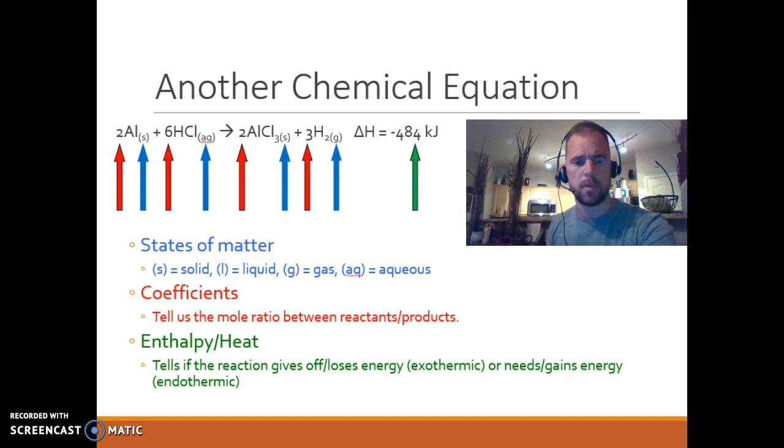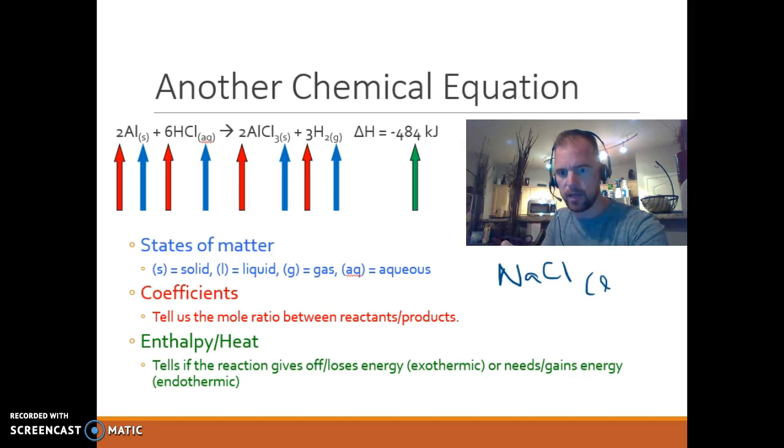I want to take a quick moment and differentiate between liquid and aqueous. Liquid means that it's the exact substance, but just in the liquid form, whereas aqueous is the substance dissolved in water. So let me give you an example. If I wrote down NaCl, and then I put liquid after that, that's an italicized L. That just means I have sodium chloride or table salt literally melted. That's it. So it's still pure sodium chloride. It just happens to be in the liquid form.